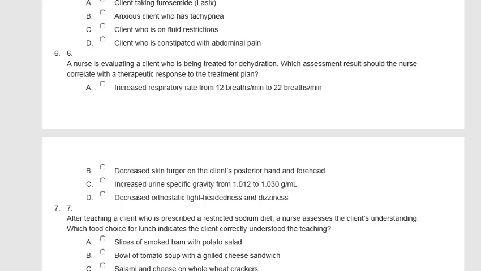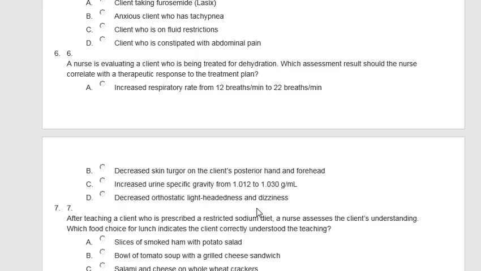And then we have decreased orthostatic lightheadedness and dizziness. If you have somebody who's dehydrated, they're going to be dizzy, they're going to be orthostatic, okay? And if you treat them and their fluid volume is becoming equalized again, those symptoms are going to go away. So the answer is D. Let's look at number 7.